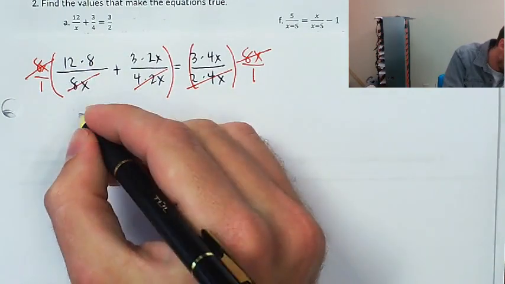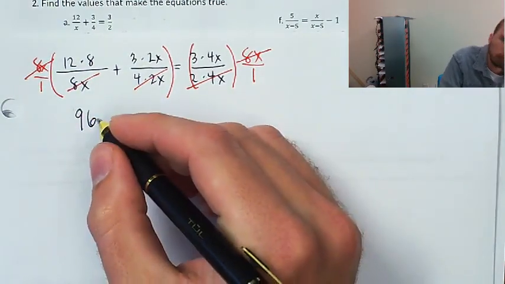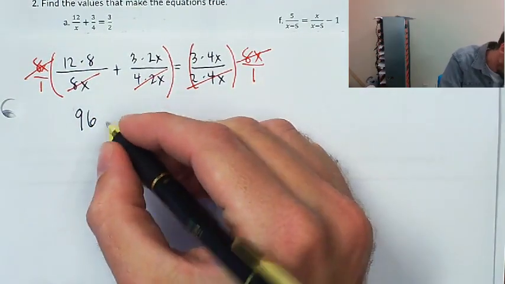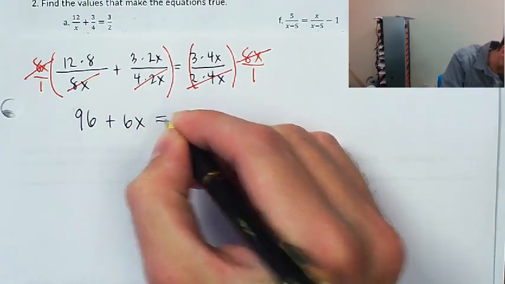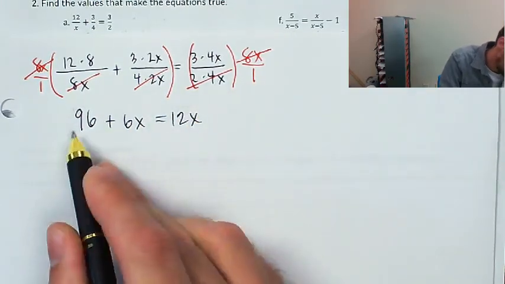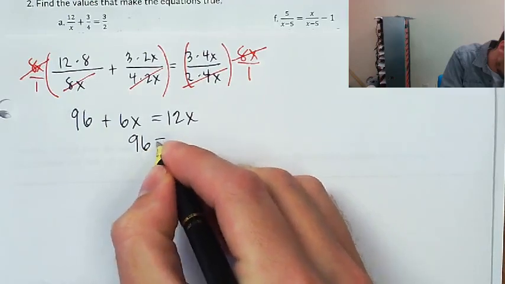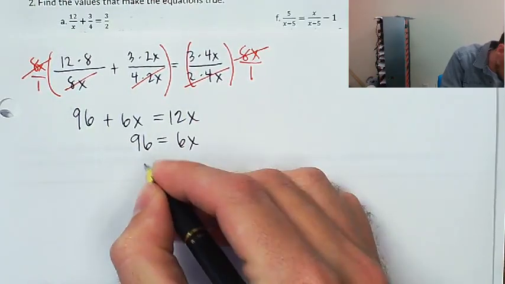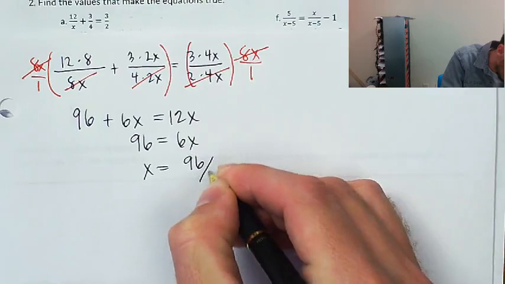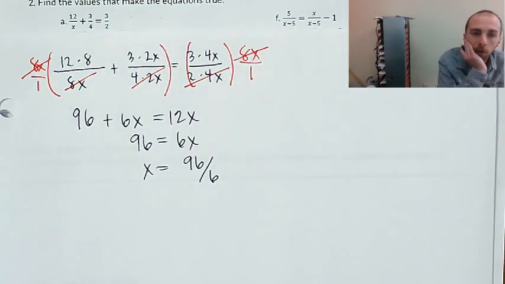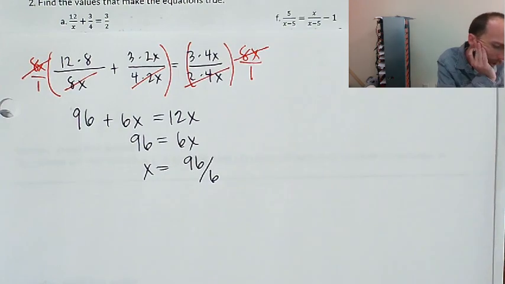I'm left with 12 times 8 is 96. And 6x equaling 12x. So then I subtract 6x from both sides. And I get x is equal to 96 divided by 6. And I don't know about you, but I don't just immediately know. I think it's going to be 16, I think.